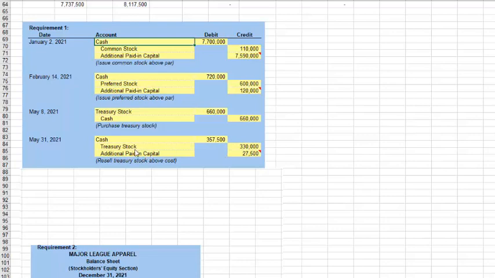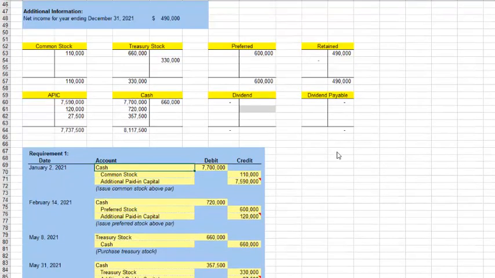Because we are selling our treasury stock for more than we purchased them, this is going in the direction of a gain. Let's look at our T accounts here. We have our treasury stock decreasing by $330. We have our cash increasing by the amount of cash we received, and we're showing our additional paid-in capital here with regards to this sale.